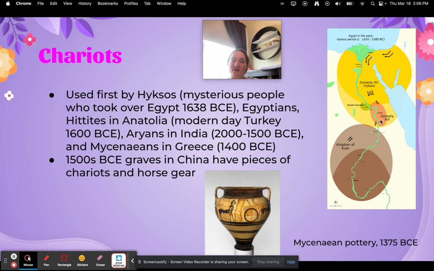Here's a map of the area here in gold of where they took over. Then the Egyptians, of course, started using chariots because the Hyksos took them over. And then the Hittites in Anatolia, which is in modern day Turkey, about 1600 BCE. The Aryans in India, anywhere between 2000 and 1500 BCE. Also, really interesting to learn about Aryans because they're also a mysterious people. And then the Mycenaeans in Greece in about 1400 BCE. In the 1500s BCE, there were also graves in China that had pieces of chariots or horse gear, so it's also believed China had chariots as well.